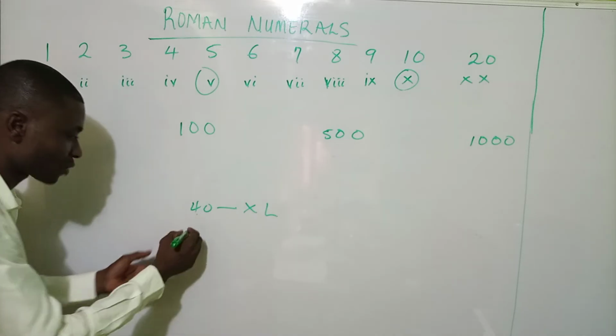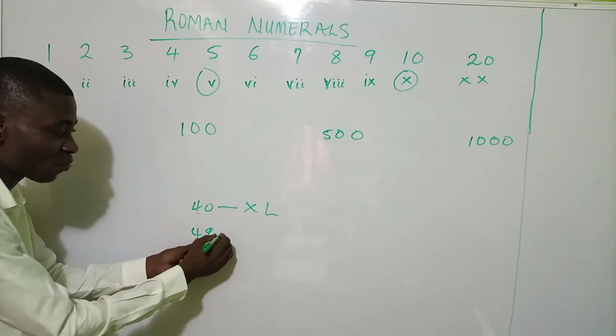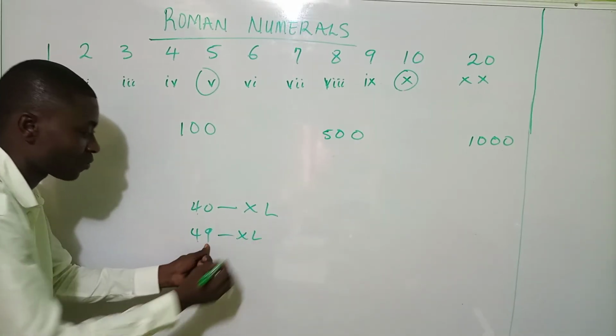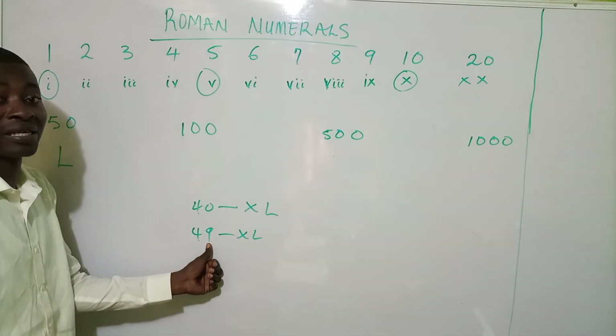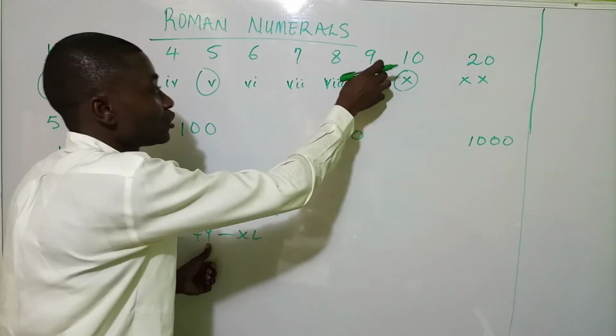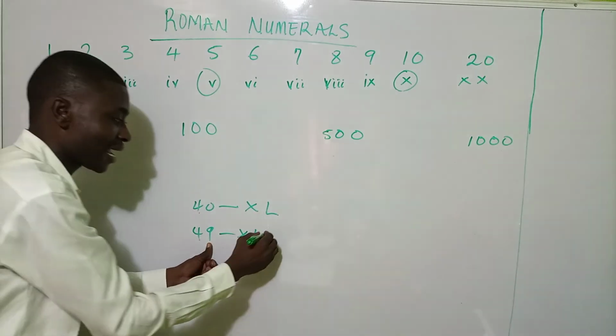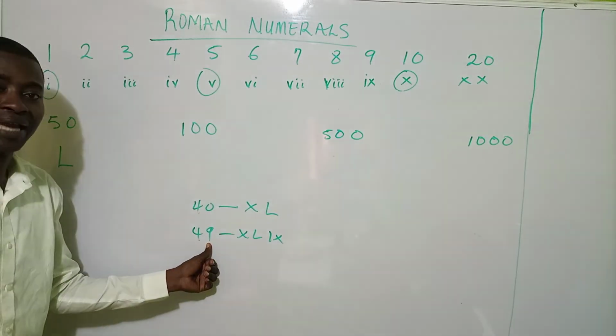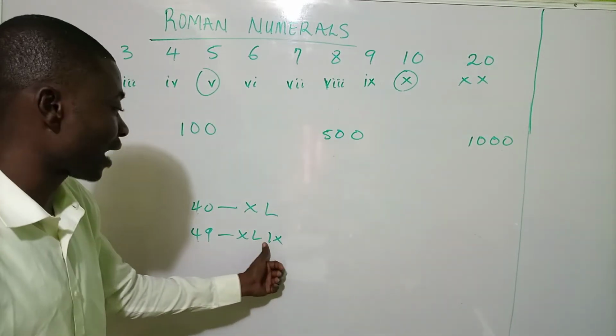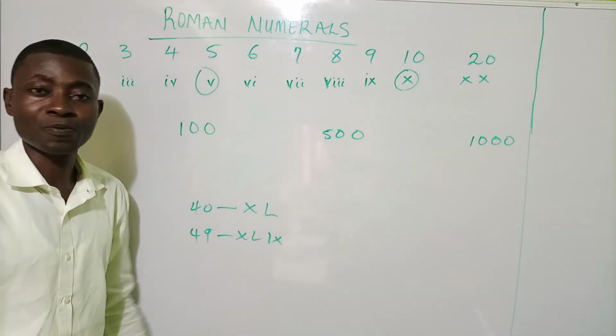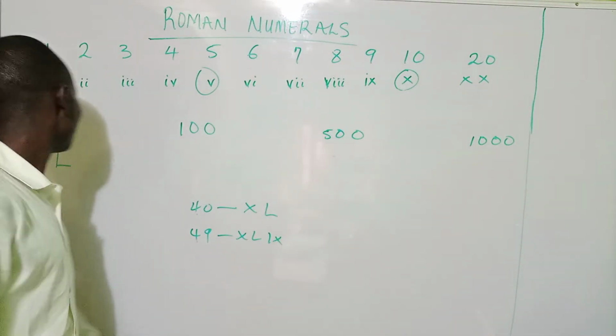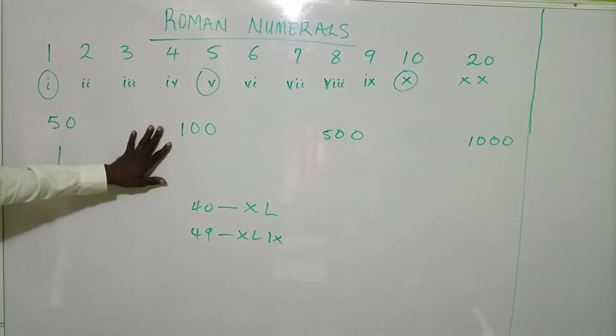And so at any point in time, if you want to write any number, maybe for example 49, you know how to write 49. 4 stands for what? 40, which is XL. What is 9? You know 9 already, because as long as you're able to write 1 to 10, you easily know that 9 is IX. So 49 is XLIX. Simple.